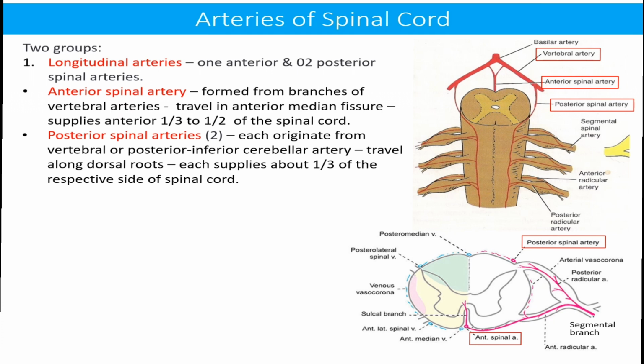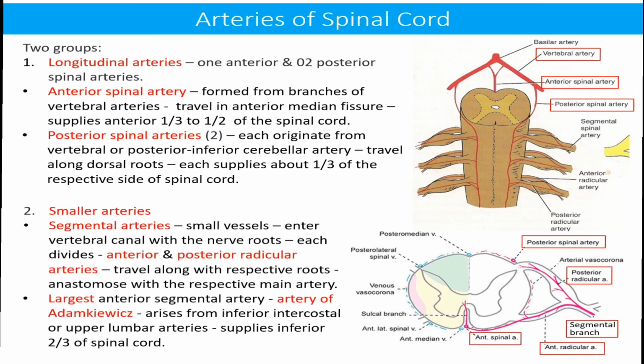Posterior spinal arteries, which are two in number, each originate from the vertebral or posterior inferior cerebellar arteries and travel along the dorsal roots. Each of them supplies about one-third of the respective side of the spinal cord.